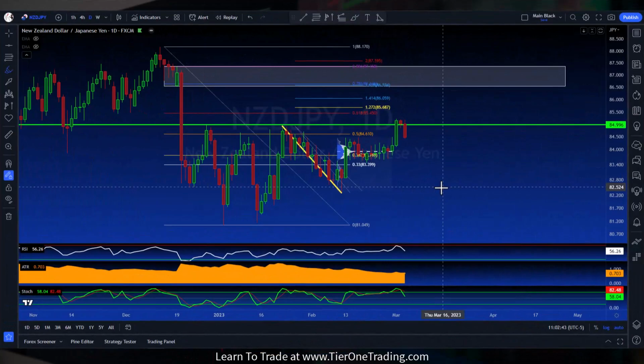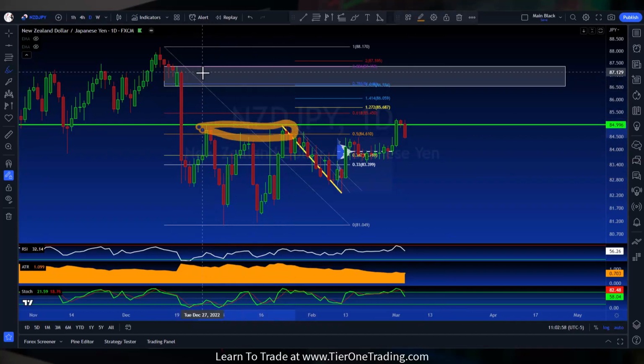Next up, we're going to head over to New Zealand yen. We're going to start here on the daily chart. New Zealand yen is very similar to the situation that we had on both the pound yen and euro yen over the past few weeks, meaning we had a breakout of this previous level of consolidation and we anticipated a move to the upside. Now, those moves worked really, really good in the pound yen and the euro yen.